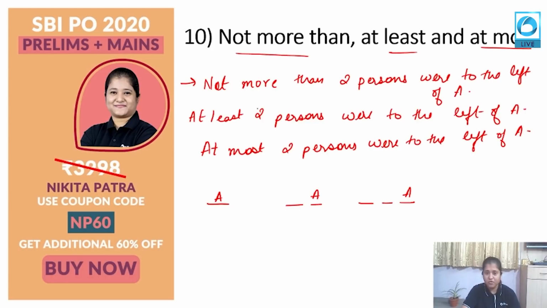ठीक है, so not more than 2 persons were to the left of A, that means 0 persons in this case, 1 person in this case, and 2 persons.